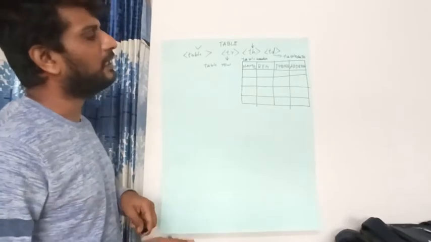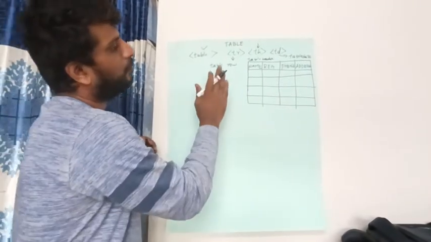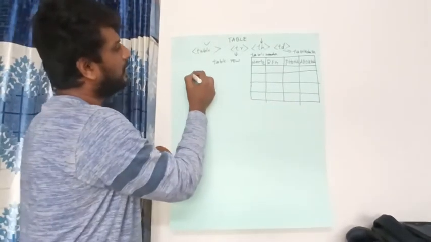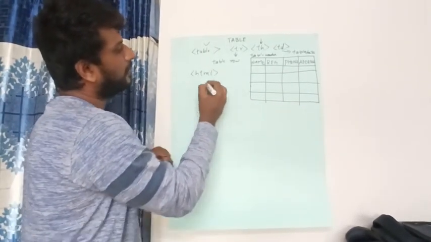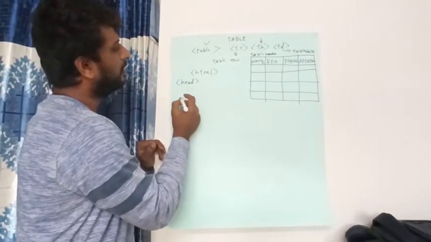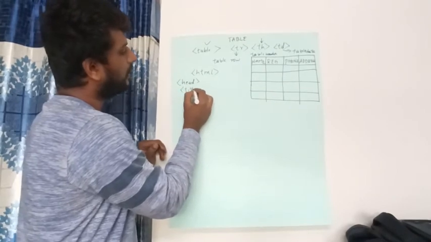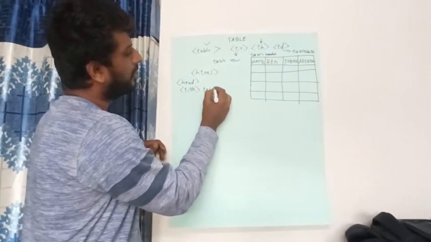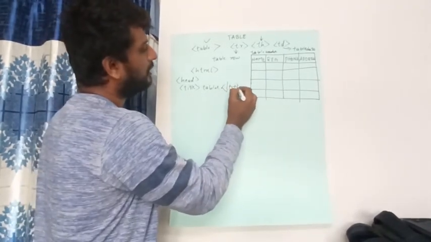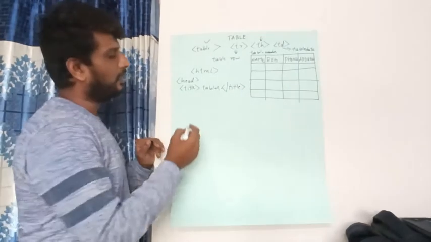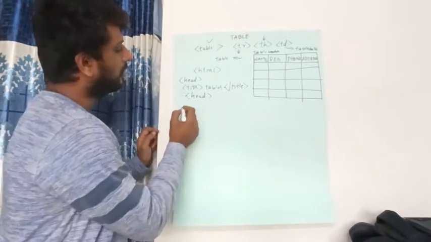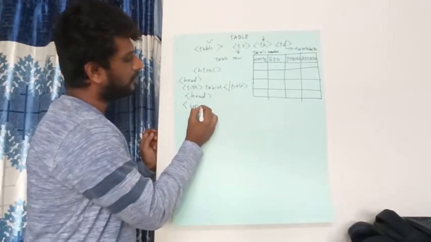Now let us see how to create a program that illustrates the use of the table. Firstly, you need to make use of the first tag, called HTML. Within the HTML you have the head tag, and within the head you have the title. I will give the title as tables, and then I will close the title tag, and then close the head tag.